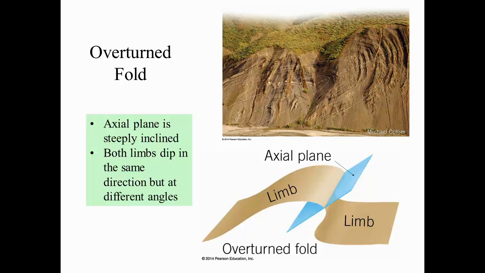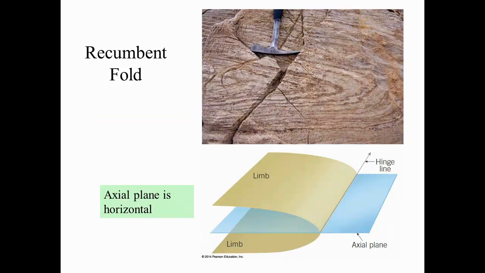So what happened was that the symmetrical fold, as it started to bend over, became asymmetrical, and then eventually flipped over to the point that it actually overturned upon itself. And as the fold continues to turn over, eventually it lays down onto a horizontal plane where the axial plane is horizontal, in which case it then becomes what's known as a recumbent fold.